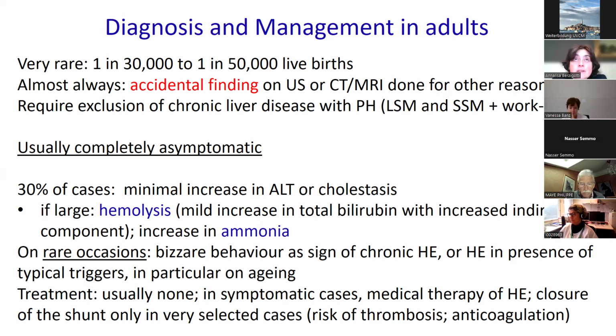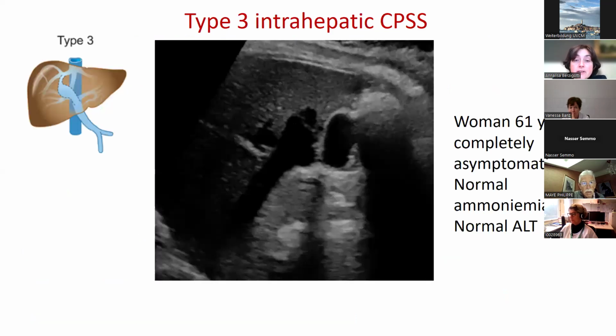Treatment is usually not needed exactly because patients are asymptomatic, but in symptomatic cases with encephalopathy, what we do is to treat encephalopathy exactly as in liver cirrhosis with the same medical therapy, and only in very, very selected cases one can discuss with interventional radiology to close the intrahepatic shunt, but this is really restricted to a minority. It's a bit different in children because, as you can guess, there can be complications in children.